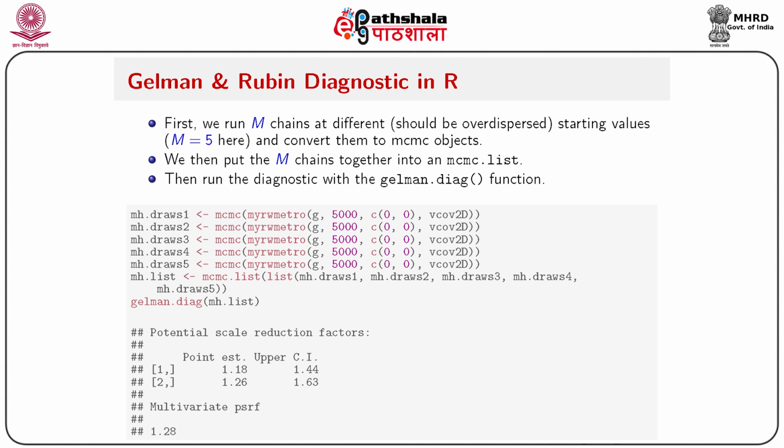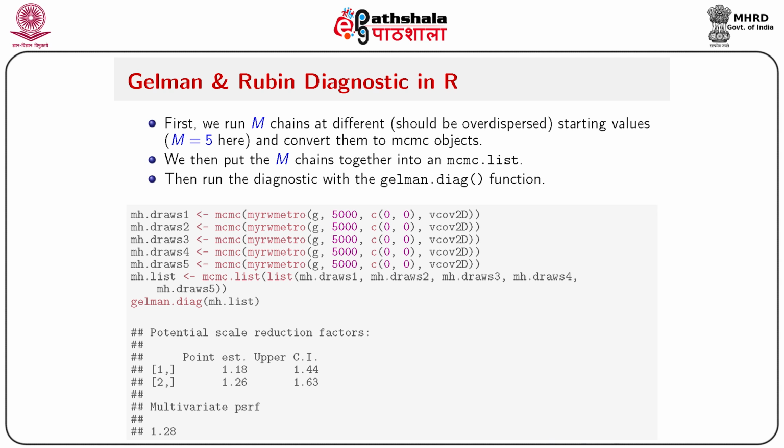Say gelman.diag, then mh.list, and you will see the potential scale reduction factor. The point estimates are 1.01 and 1.24. The upper confidence limits are 1.02 and 1.64. So 1.01 is quite fair. The multivariate PSRF is 1.